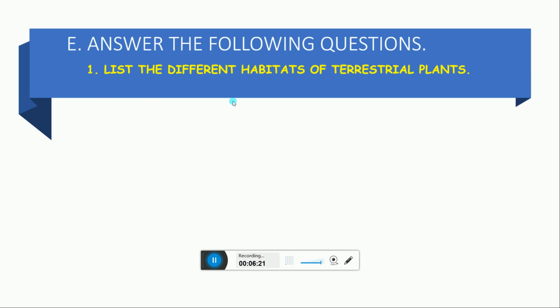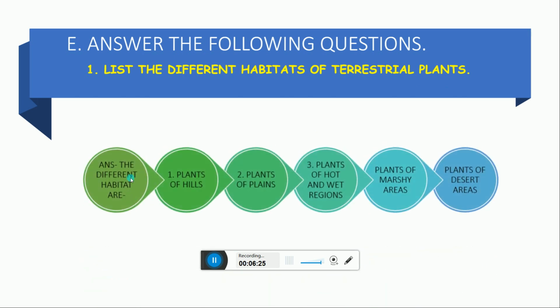The first question is list the different habitats of terrestrial plants. So the different habitats are plants of hills, plants of plains, plants of hot and wet regions, plants of marshy areas, and plants of desert areas.